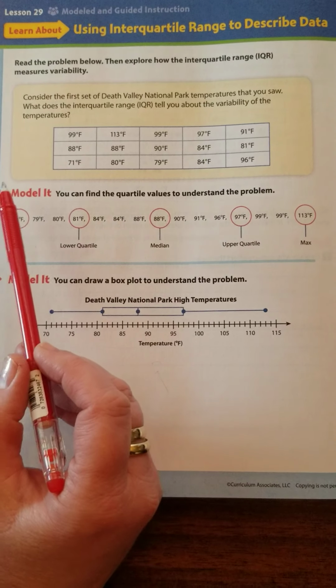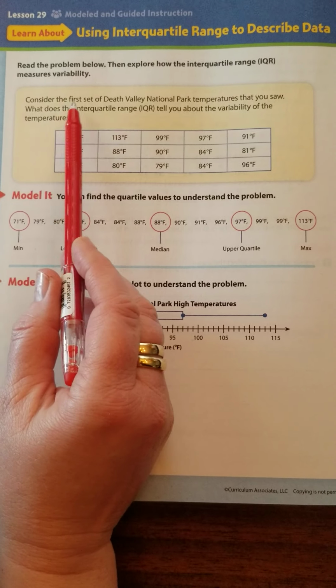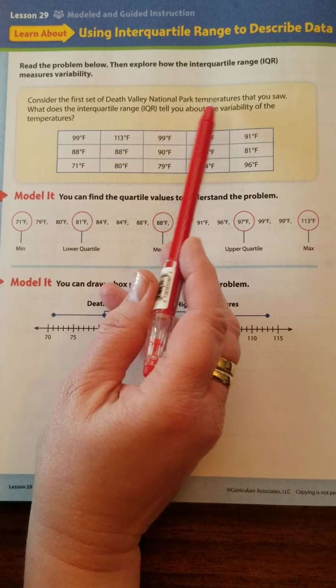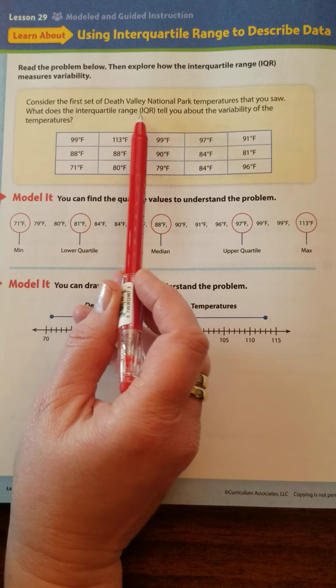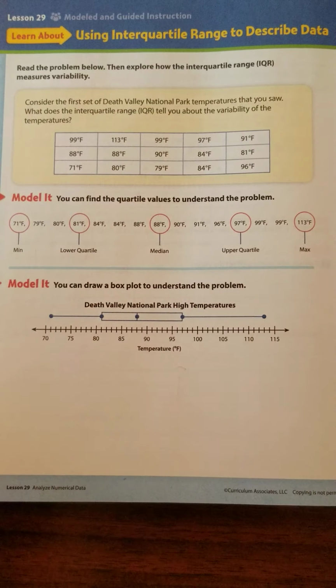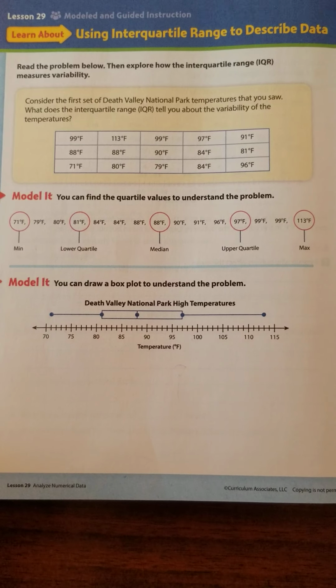So let's take a look at what's in the tan box. It says, consider the first set of Death Valley National Park temperatures that you saw. What does the interquartile range, otherwise known as IQR, tell you about the variability of the temperatures?